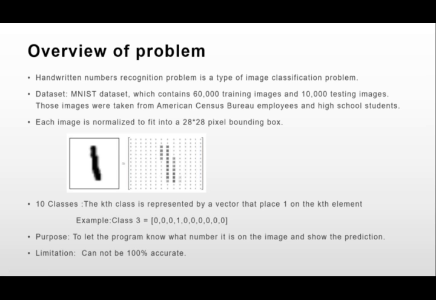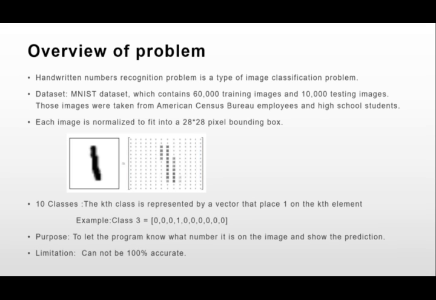The dataset I'm going to use is the MNIST dataset, which contains 60,000 training images and 10,000 testing images. Each image has a handwritten number randomly placed on it. Those numbers were taken from American Census Bureau employees and high school students.